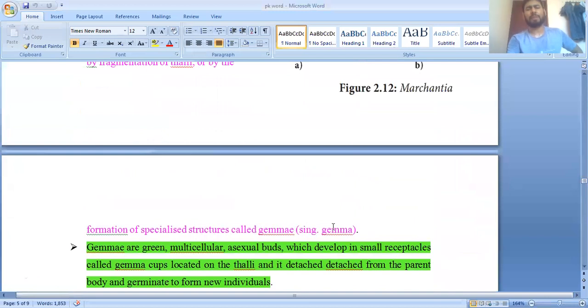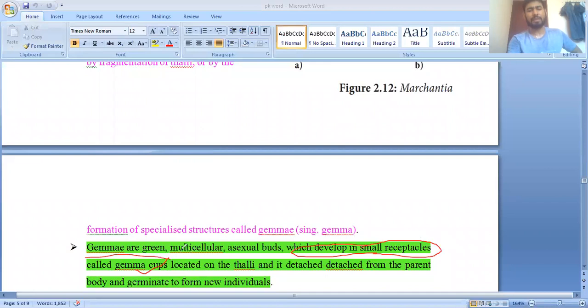Gemma is the singular and gemmae is the plural, multicellular. Clear? So they have the gemma, and gemma is considered singular. Here these gemma cups develop into a small receptacle, and this is called the gemma cup. Clear?